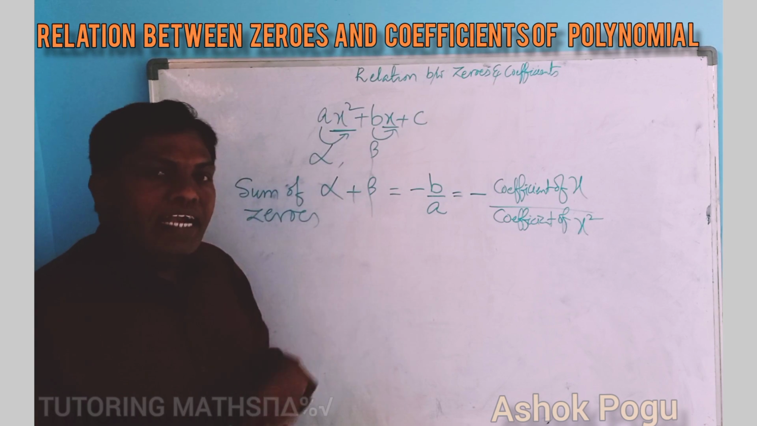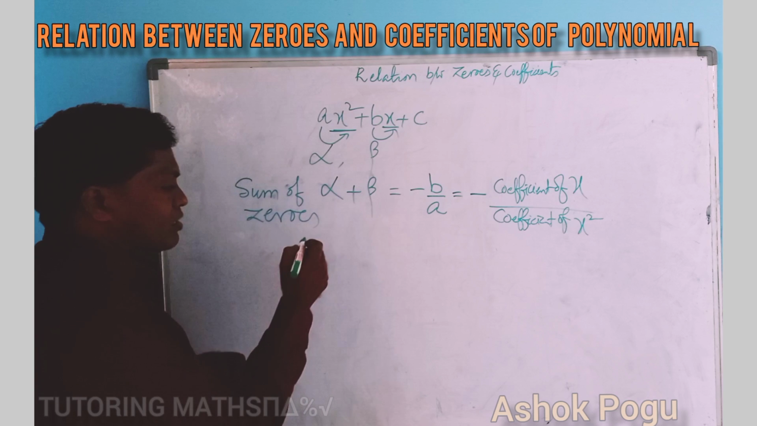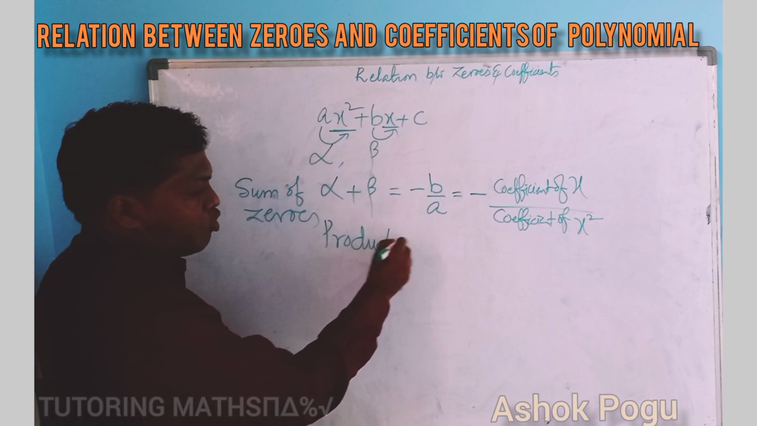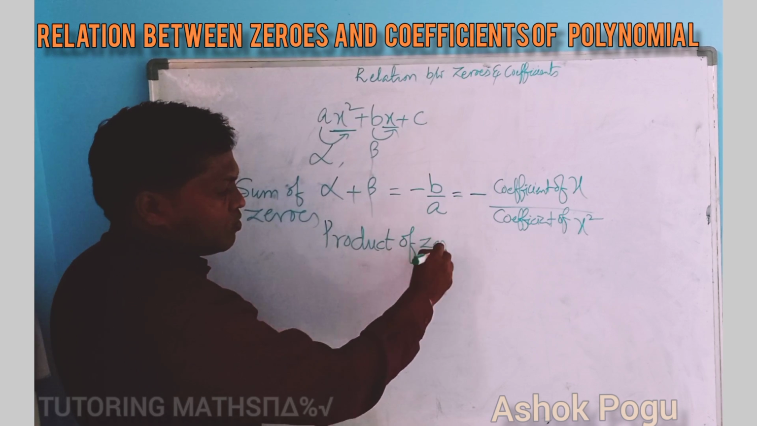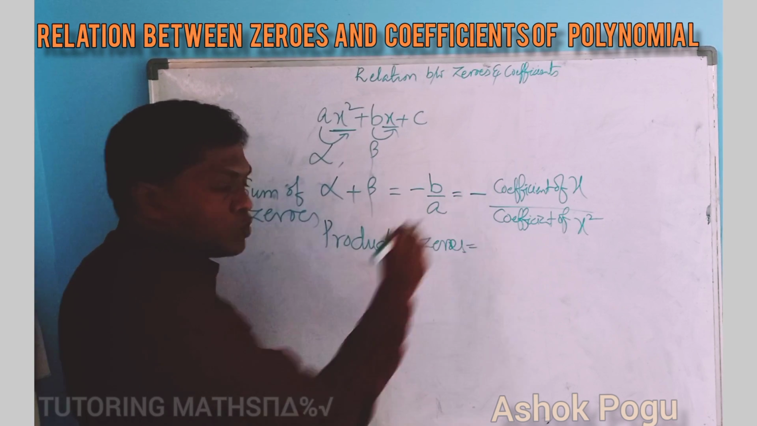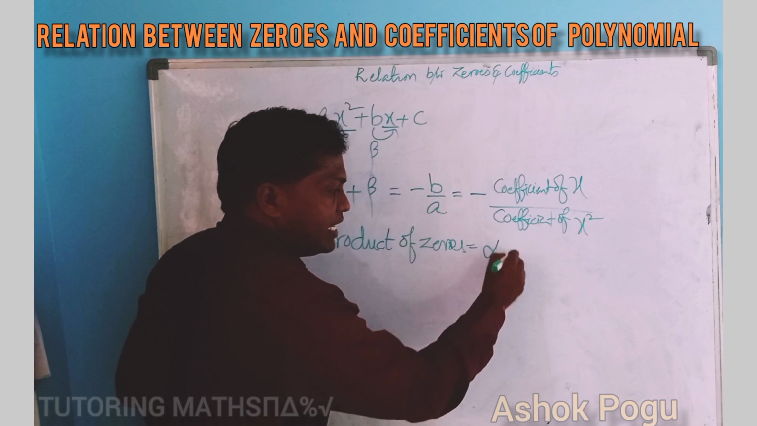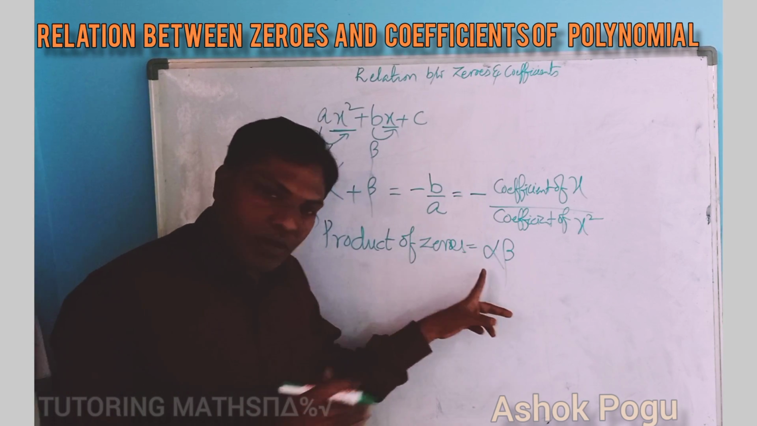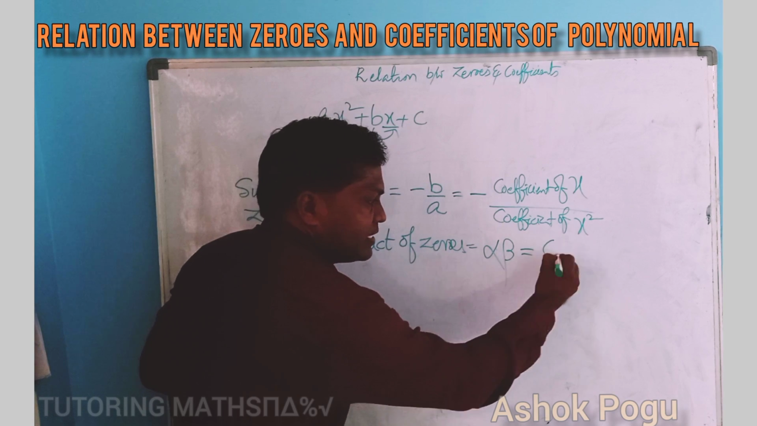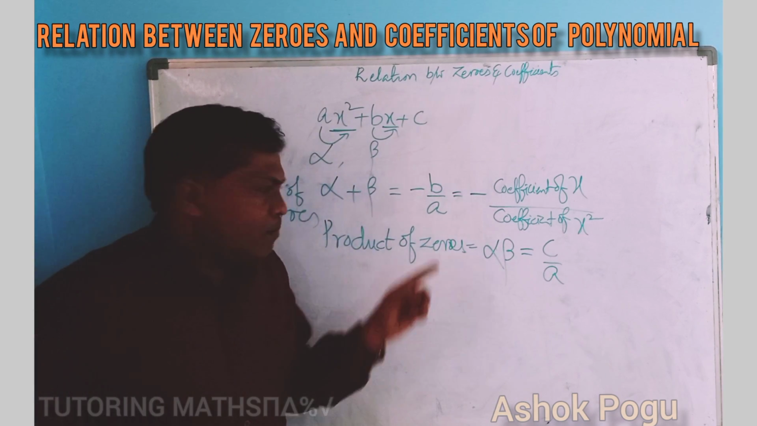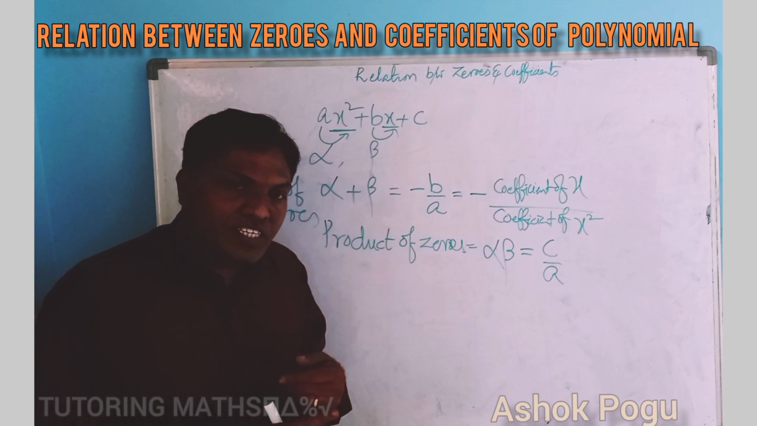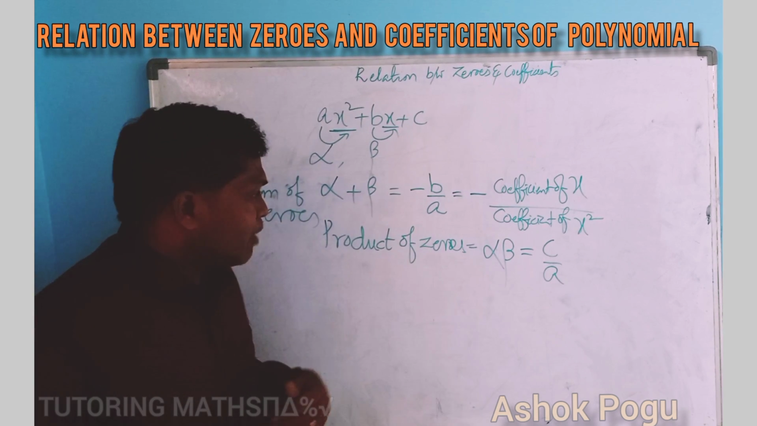So that's it. And coming to the second concept, that is the product of zeros. What is the product of zeros? That is alpha into beta, the multiplication, alpha beta. The formula is c by a. But how did we get this formula? There is a derivation that we'll discuss in the coming classes.